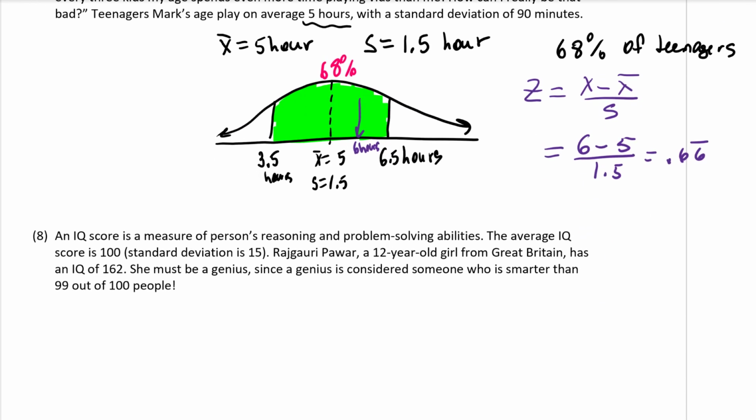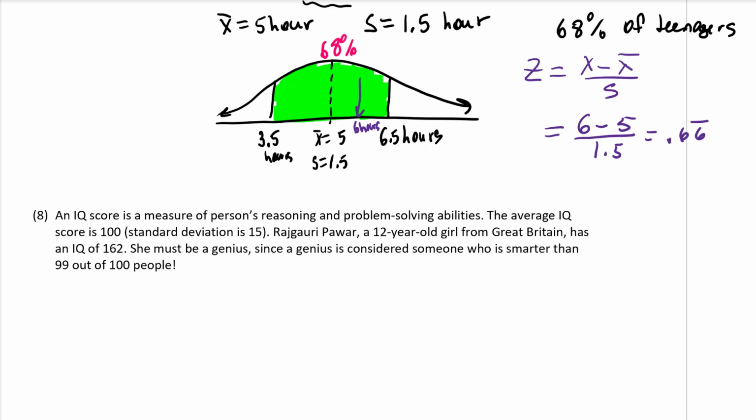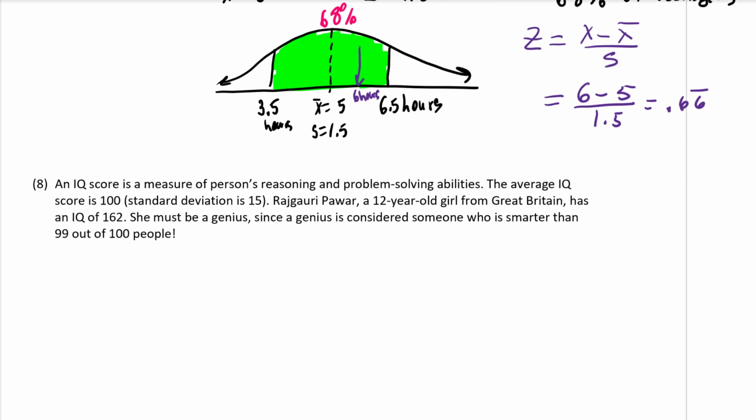All right, and finally, the last question. An IQ score is a measure of a person's reasoning and problem-solving abilities. The average IQ score is 100, standard deviation is 15. We have Rajgari Pawar, a 20-year-old girl from Great Britain. She has an IQ of 162. She must be a genius, since a genius is considered someone who is smarter than 99 out of 100 people. Based on the IQ score, let's see where she would fall.